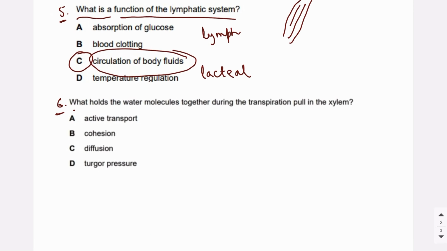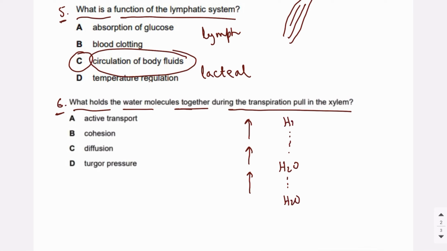MCQ number 6. What holds the water molecules together during the transpirational pull in the xylem? So guys, when the water is traveling up the xylem vessel, the water is pulled by the transpirational pull. That is the force generated by transpiration. But what holds water molecules together are the forces between the water molecules. So for example, if this water molecule is pulled by the transpirational pull, that is the force pulling the water up the xylem, the remaining water will also be pulled.